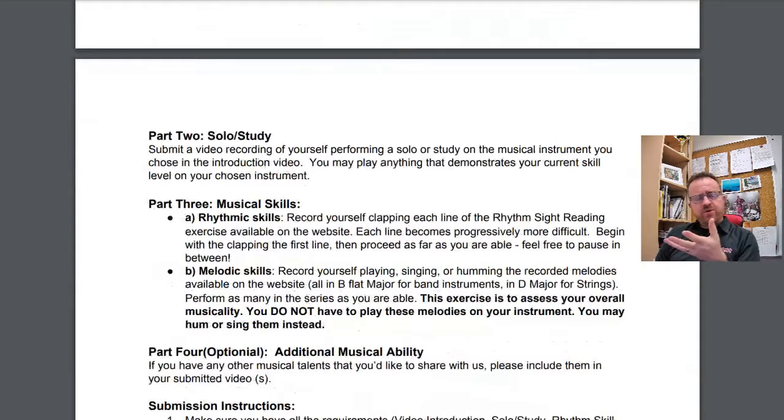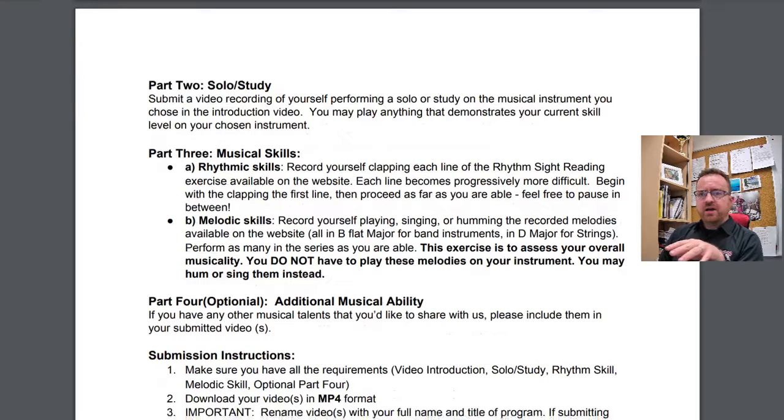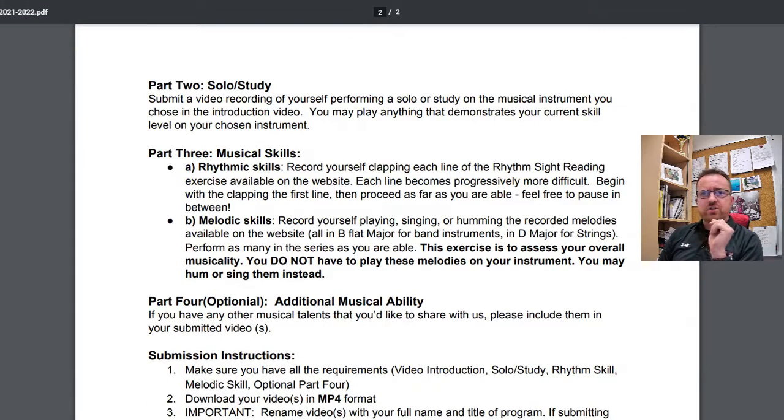So this is where you demonstrate your musical skills. So you're going to record yourself clapping each line of the rhythm sight reading exercise, which I'm going to show you. Each line becomes progressively more difficult. And you basically begin clapping the first line. You're going to repeat it. And then you're going to proceed as far as you're able. And feel free to pause in between. Okay? I'm going to go back to the sheet to show you what I'm talking about.